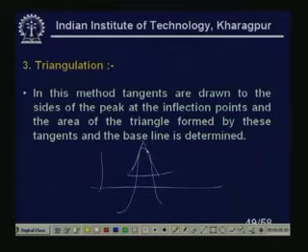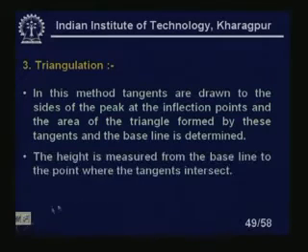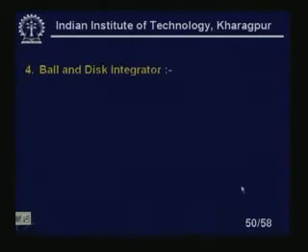So tangents we have drawn, one at each inflection point like this. We are drawing two tangents where they meet, so we are making one triangle. So the area of the triangle formed by these tangents and the baseline is determined. The height is measured from the baseline to the point where the tangents intersect.